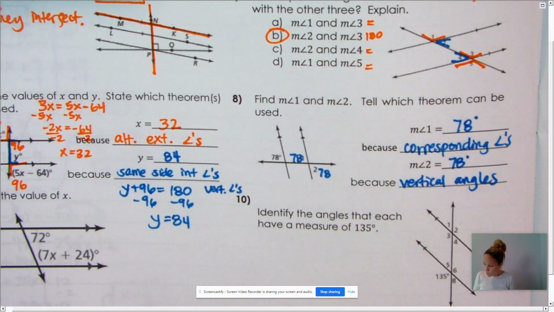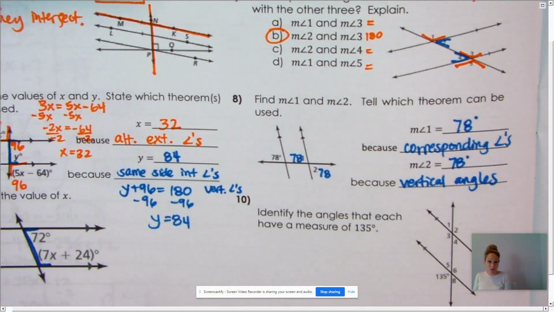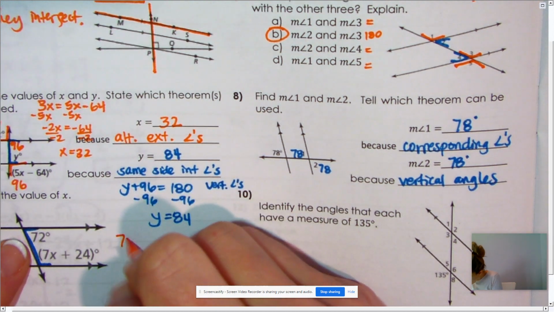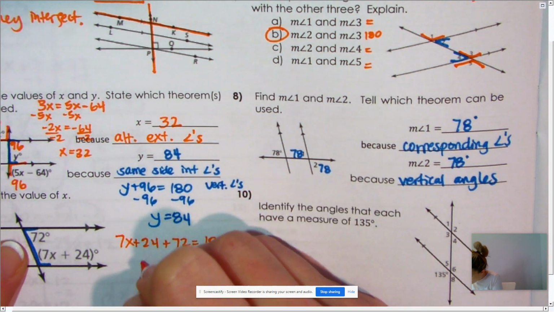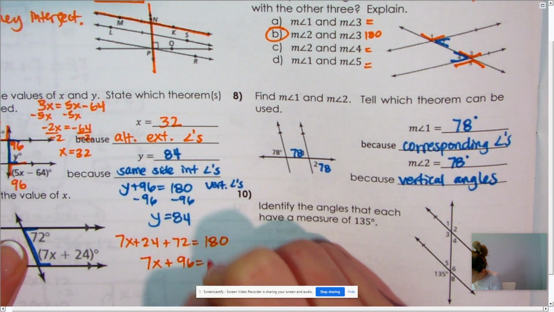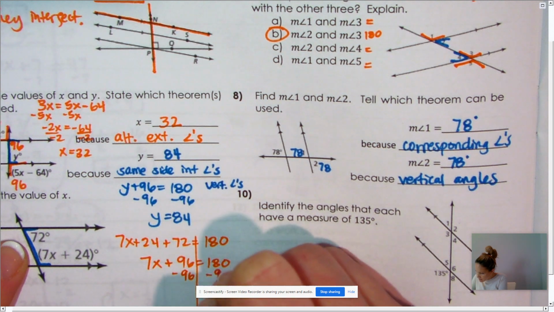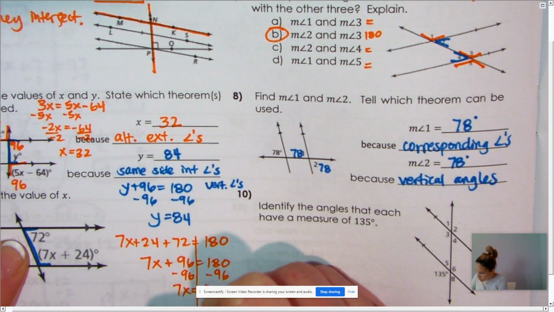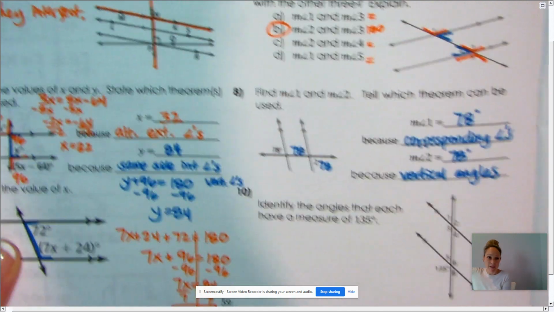Okay, question number 9 says find the value of x. Well, these are same side interior, so I know that they have to add up to make 180. They are supplementary. Let me switch to different ink so it doesn't get messed up. So 7x plus 24 plus 72 has to make 180 total. So 7x plus 96 equals 180. So I'm going to subtract the 96 on both sides. So I get 7x equals 84. And so divide by 7, x is equal to 12. All right. Oops, sorry about that, you guys.